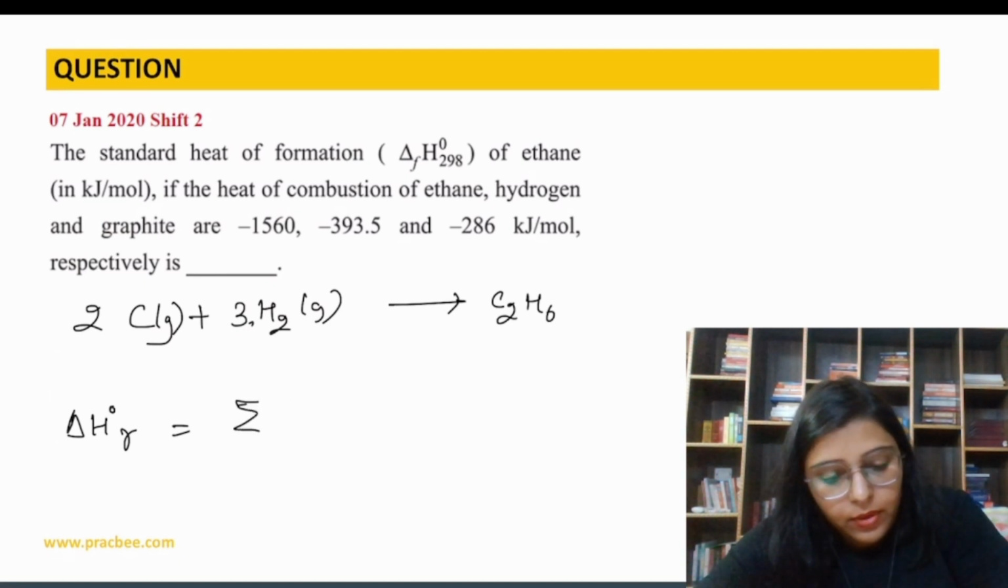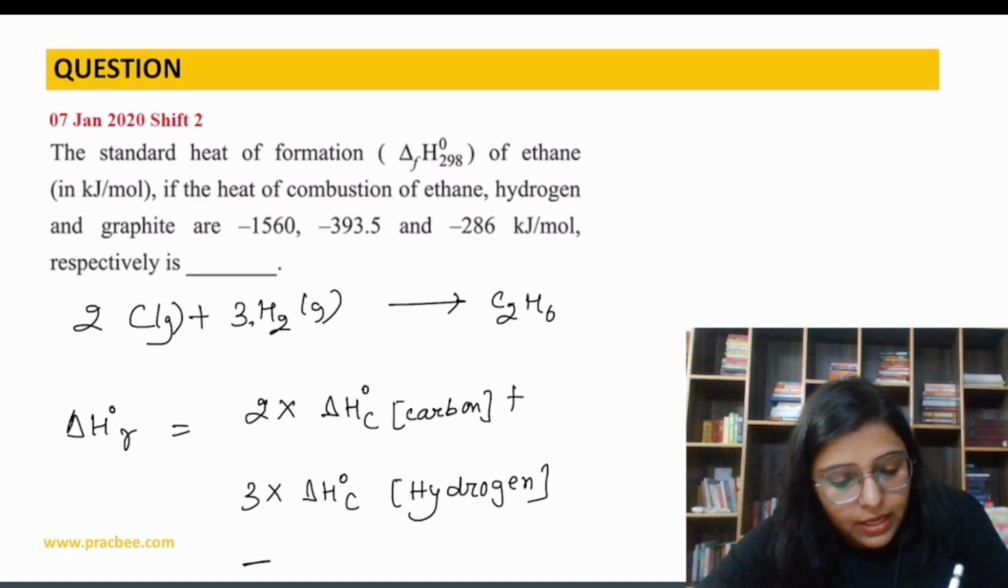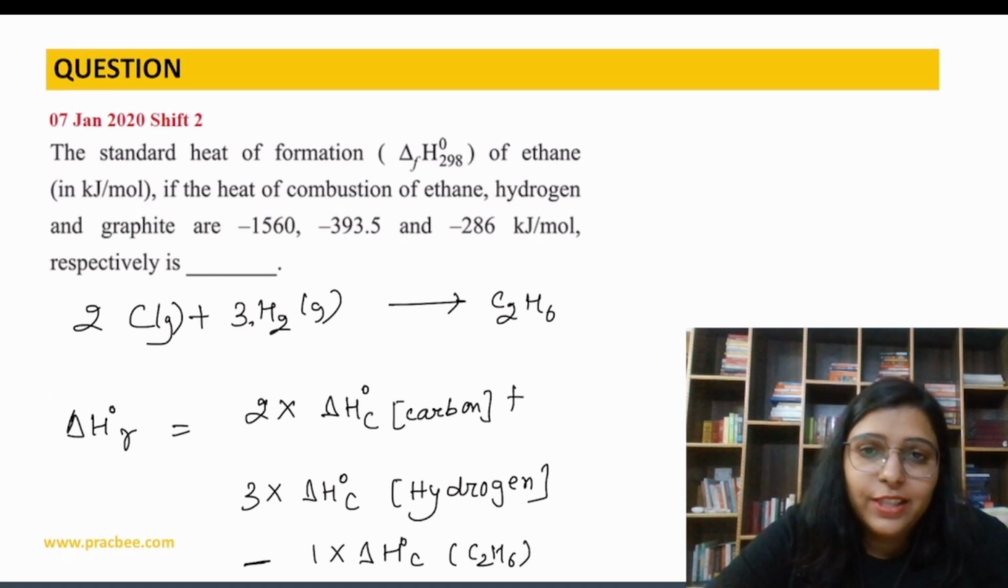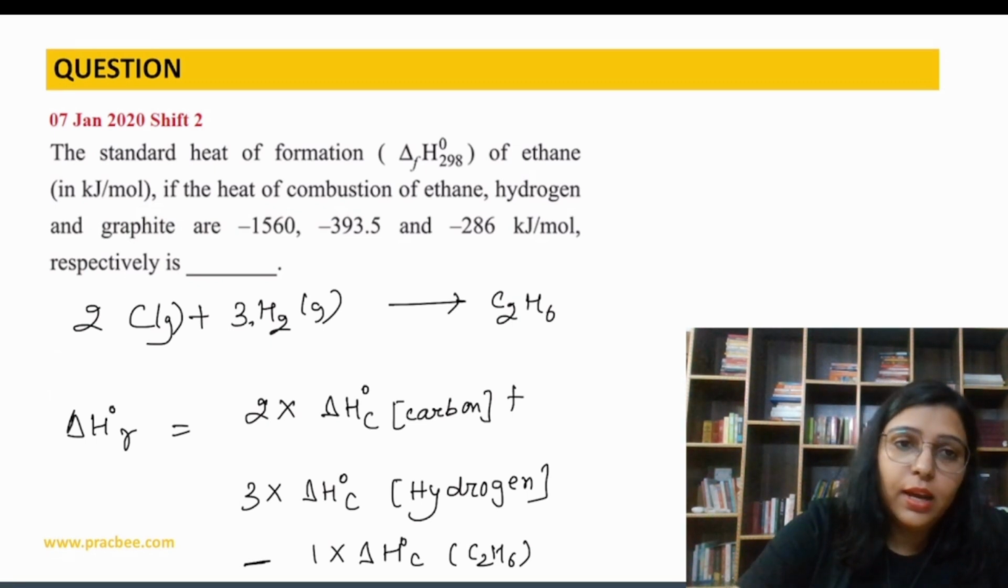Enthalpy, we can say 2 into delta H naught combustion of carbon plus 3 into delta H naught combustion of hydrogen, now minus 1 into delta H naught combustion of C2H6. Okay, now you have all the values. You just need to put all the values together and find out the answer.